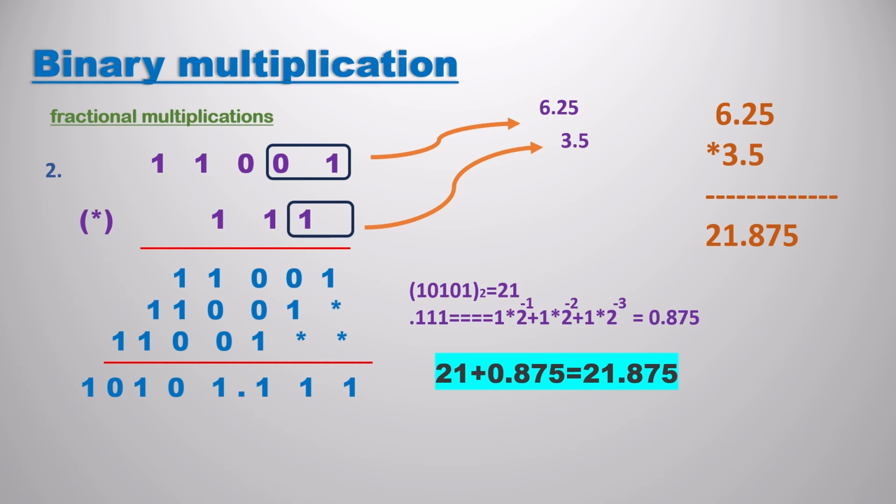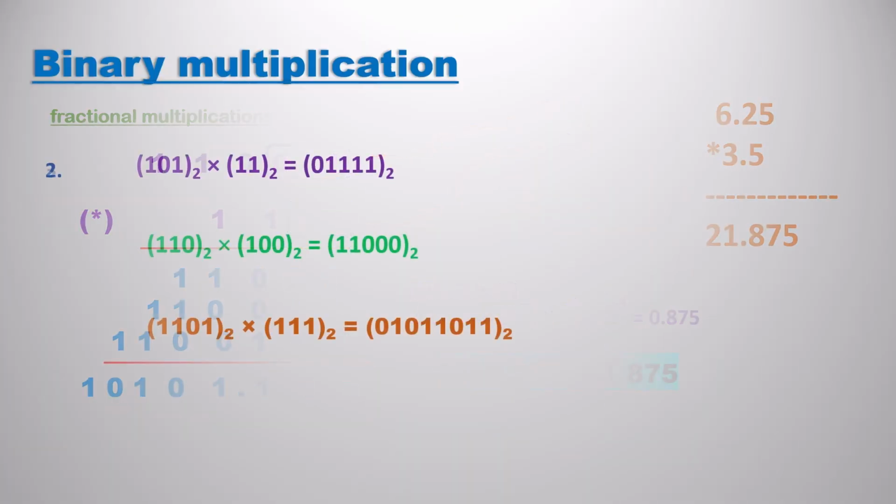6.25 into 3.5 is equal to 21.875. If you consider 10101, that is 21, and 0.111 is 1 into 2 power minus 1, 1 into 2 power minus 2, 1 into 2 power minus 3, and the sum of all this is 0.875. So we get 21.875. Hence the final output is verified with the normal multiplication as well.